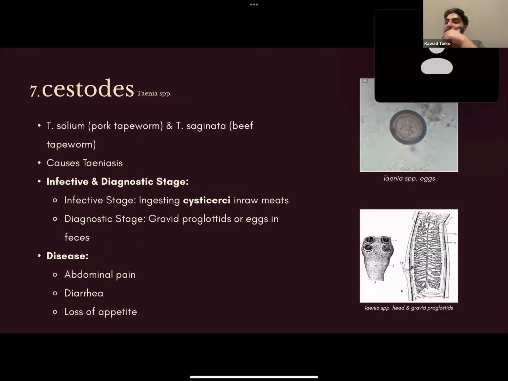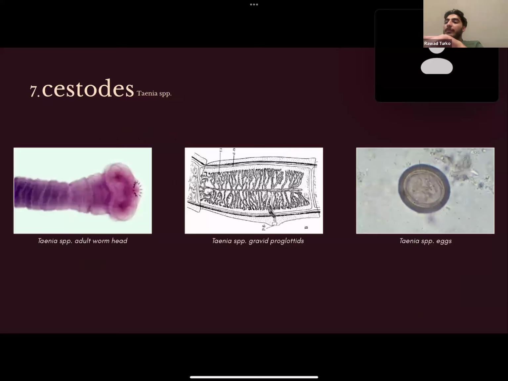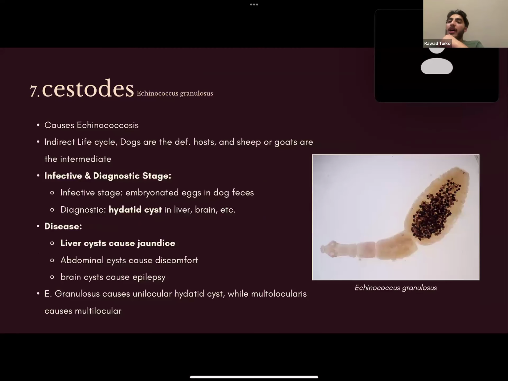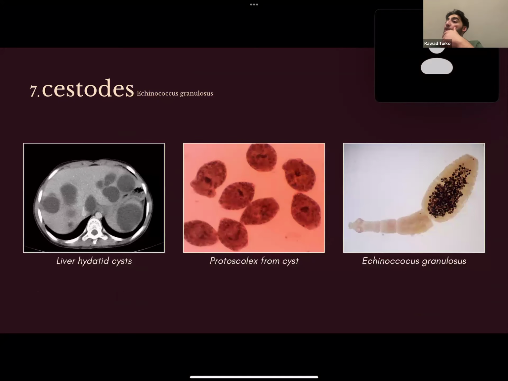So from right here, Taenia solium. Again, Taenia saginata. This is what it would look like. This is Taenia solium, cysticercosis. This is Echinococcus. It's going to cause the hydatid cysts right here. One of the shortest tapeworms.